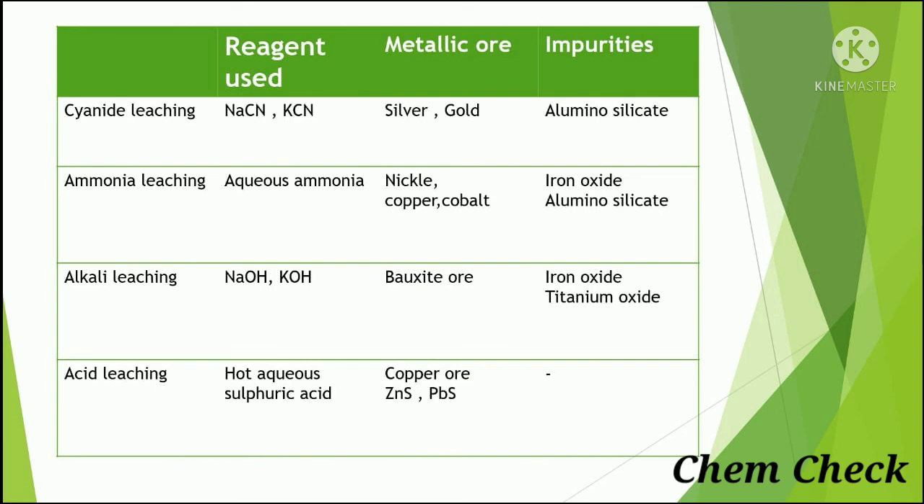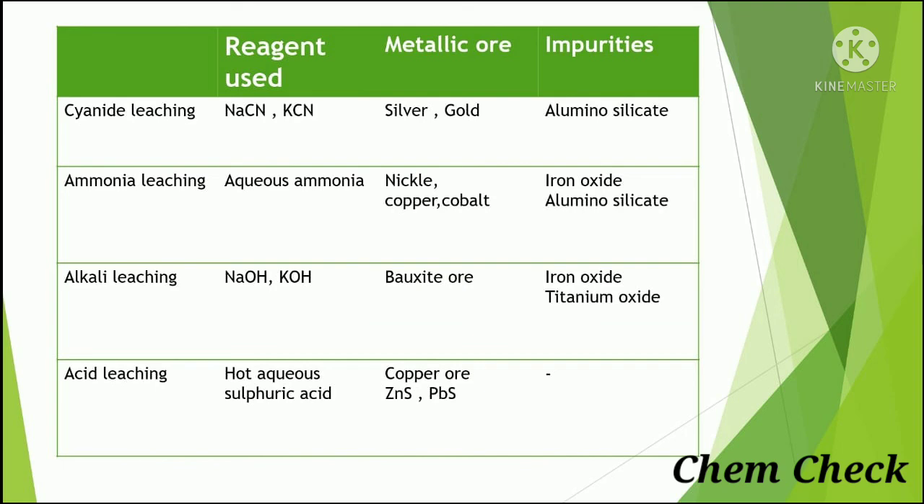Okay? Now see what ores we concentrate in each leaching. In the case of cyanide leaching, we can concentrate gold and silver ores, etc. In the case of ammonia leaching, we can concentrate nickel or copper or cobalt ores. Likewise, in alkali leaching, we can concentrate aluminium, that is bauxite ore. And in acid leaching, some kinds of sulfide ores such as copper, zinc, lead ores can be used. And you need to know what the impurities are which are obtained during these leaching processes.